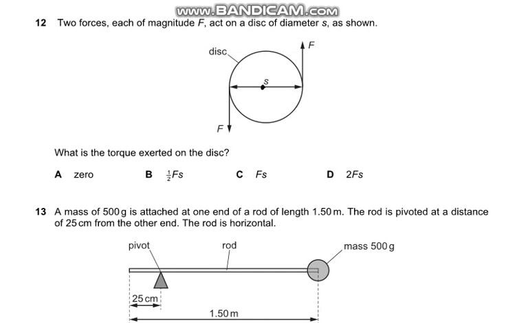Question number 12 says that two forces each of magnitude F act on a disk of diameter S as shown. What is the torque exerted on the disk? So it's a couple: equal, opposite, separated by a distance. Their axes do not coincide, so that's a couple. So it's the force multiplied by the distance between the forces, which is FS. C is the appropriate answer.